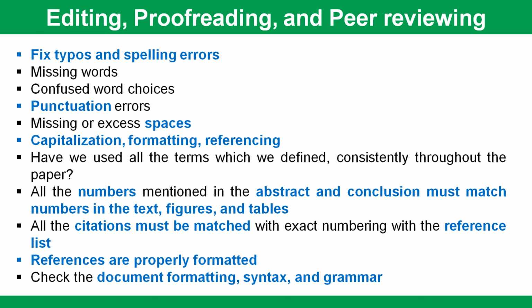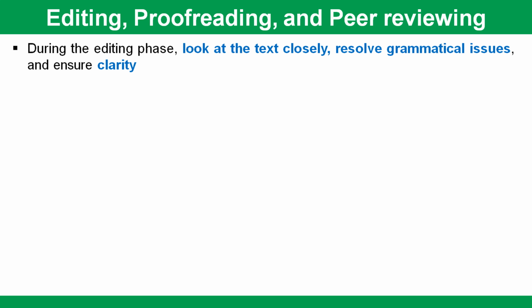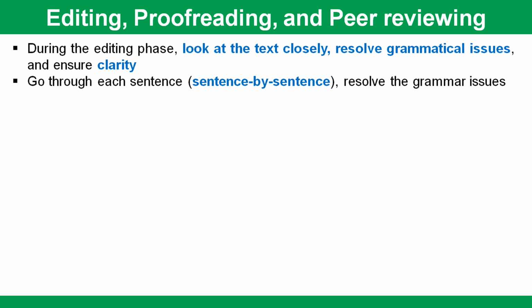By systematically reviewing and addressing these aspects during the editing, proofreading, and peer review process, you can enhance the quality and professionalism of your manuscript before the submission. During the editing phase, it's crucial to meticulously examine the text, resolving grammatical issues and ensuring clarity. Take a sentence by sentence approach, addressing grammar concerns and refining each sentence for readability and precision.